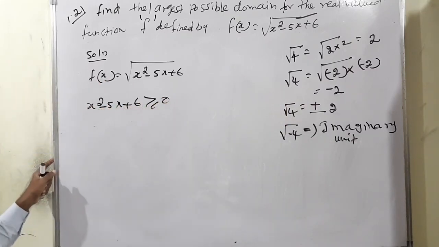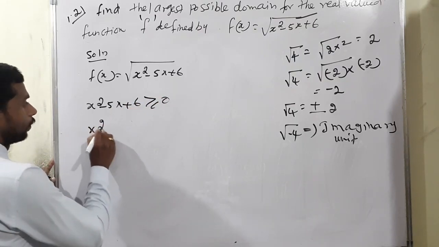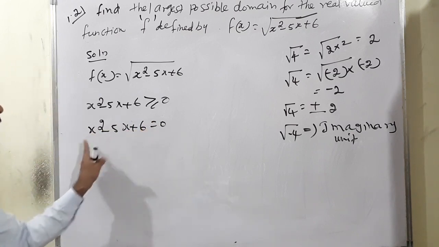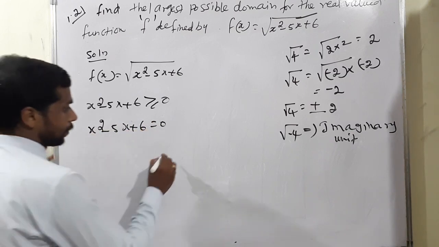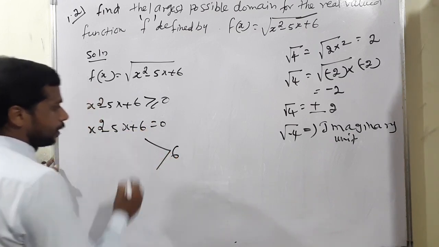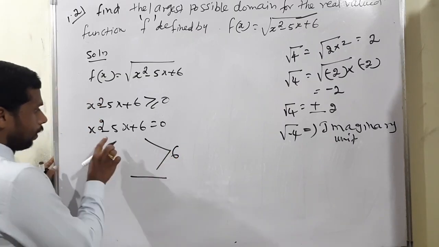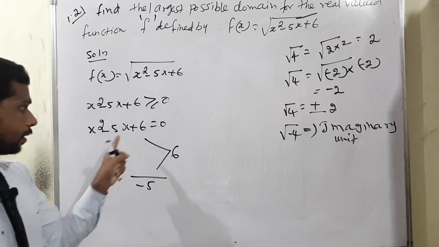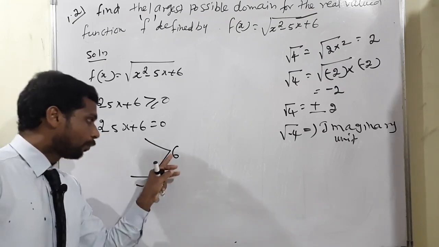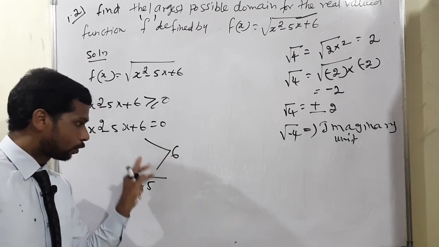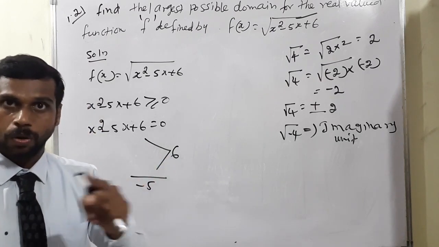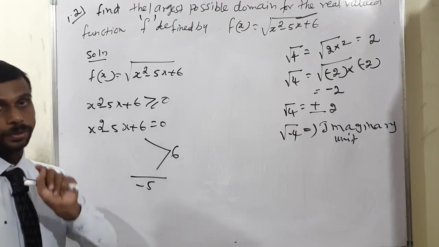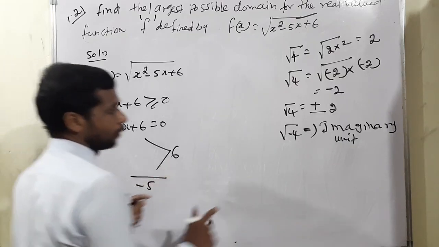Therefore, if it is a positive value, x square minus 5x plus 6 must always be greater than or equal to 0. So first consider equal to 0: x square minus 5x plus 6 is equal to 0. Sum and product rule: the product is positive 6 and the sum is negative 5. One important short trick in sum and product: if the product has a positive sign, select two numbers of the same sign, whether positive or negative. But if the product is negative, select one positive and one negative sign.